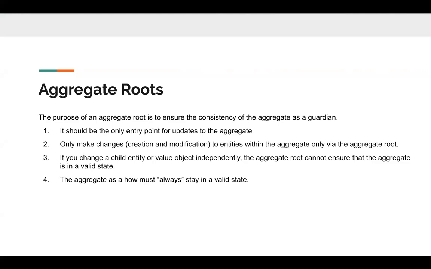If you change a child entity or value object independently, so this is a warning, the aggregate root cannot ensure that the aggregate is in a valid state. So again, the aggregate root is in charge of making sure that the aggregate is valid all the time. Okay? I worded that wrong on the slide. The aggregate root is in charge of always keeping it in a valid state. I gotta fix that slide there.